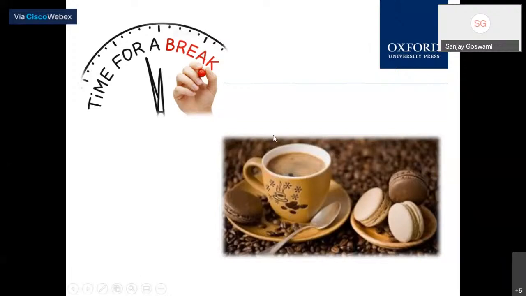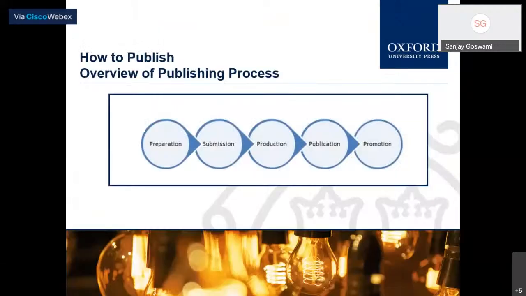Welcome back. So let's take a look at the overview of the publishing process. These are the different stages that it takes. You have preparation, you have submission, production, publication, and promotion. We've finished discussing preparation and we are moving on to the next stage, which is submission.